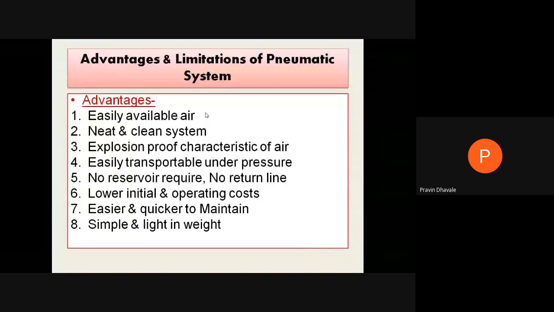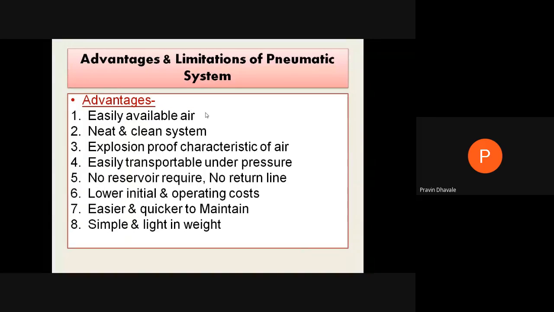Next advantage, no reservoir or return line is required because it is a simple system. Because of that, it becomes simple and light in weight. A reservoir is only required after the compressor. After that, no reservoir or return line is required to feed the air back. We may throw out or spill this air into the atmosphere after use.